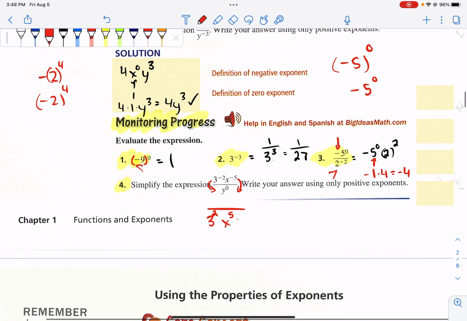And then I already have a y to the 0 on the bottom. So there's nothing left on top. Now, I can't just leave it blank like I did when there was nothing left on the bottom. I've got to put a 1 right there.